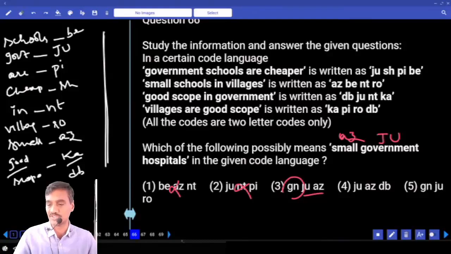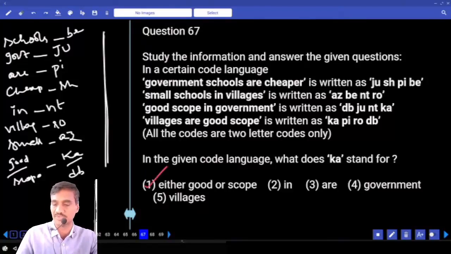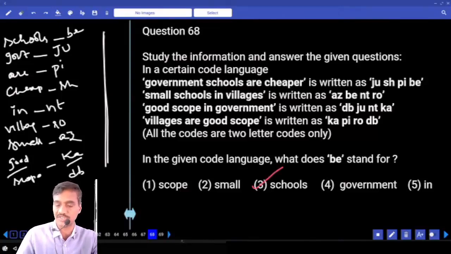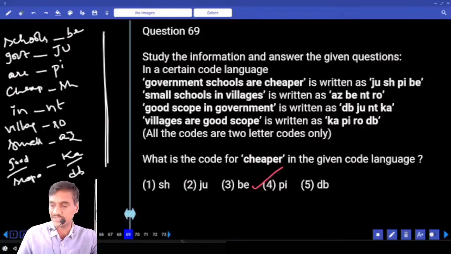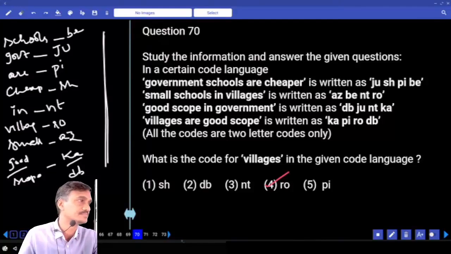Then choice 3, question number 66. 67, and in the given code language, what does the code KS stand for? Now this code KS stands for either good or scope, choice 1. And 68, what does BE stand for? BE stands for schools, that is choice 3. Then 69, what is the code for cheaper? SH, that is choice 1. And 70, villages, RO, that is choice 4.